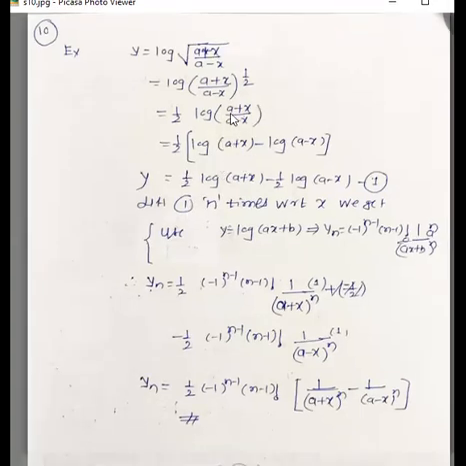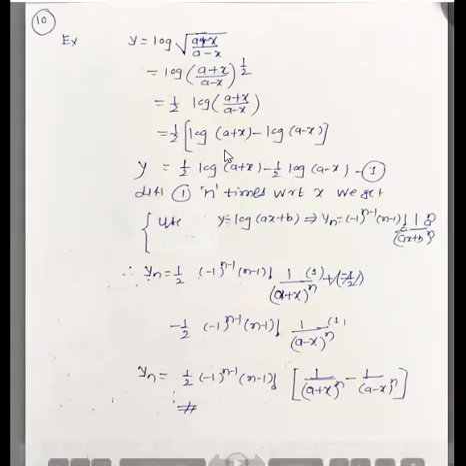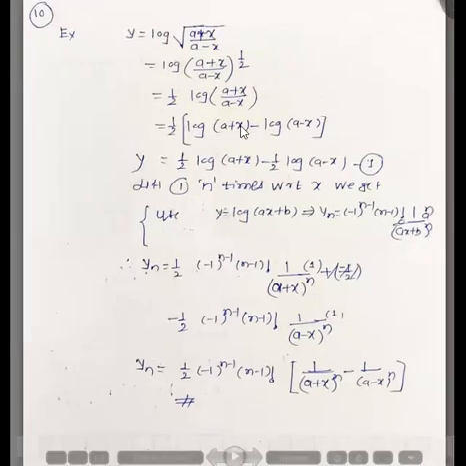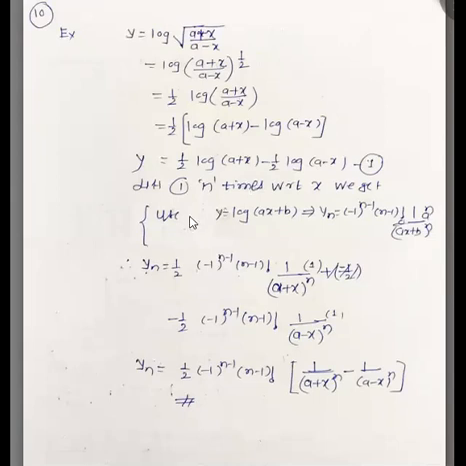That is, it is log of a plus x minus log of a minus x. This is a property of logarithm: log of m upon n is log of m minus log of n. So it is half log of a plus x minus half log of a minus x. We want the nth derivative of y, so we find the nth derivative of these two expressions.